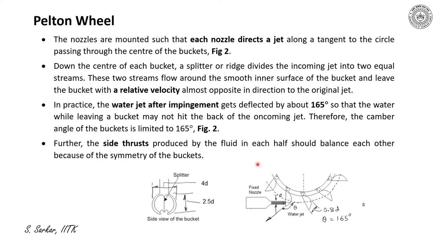Please note figure 2. I have forgotten to give the number here. Here I have illustrated the combination of the wheel and the nozzle, and please note that the nozzle creates a jet that becomes almost tangential to the circle passing through the center of the buckets. And if we consider D as the diameter of the jet, then the bucket geometry bears a correlation with D.